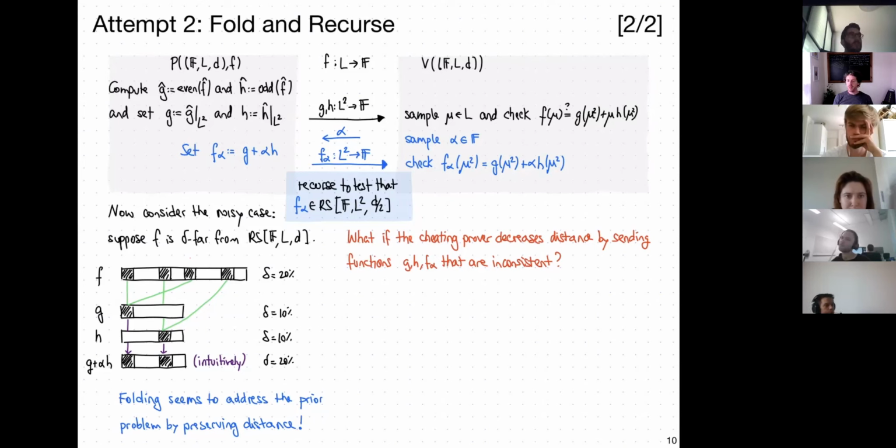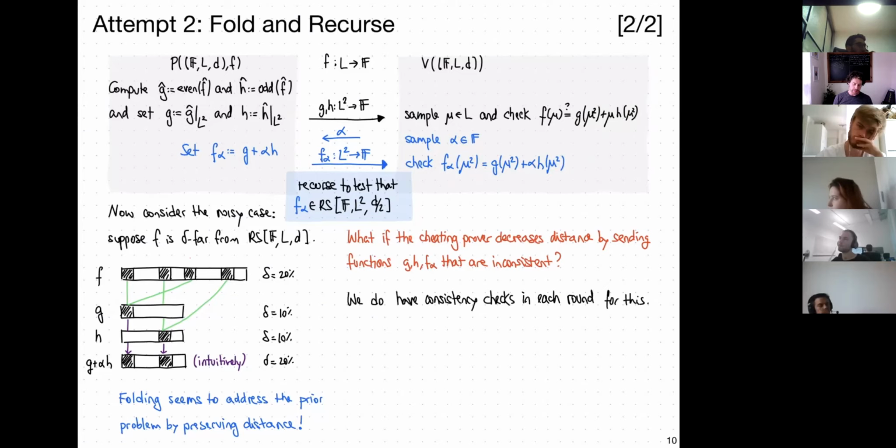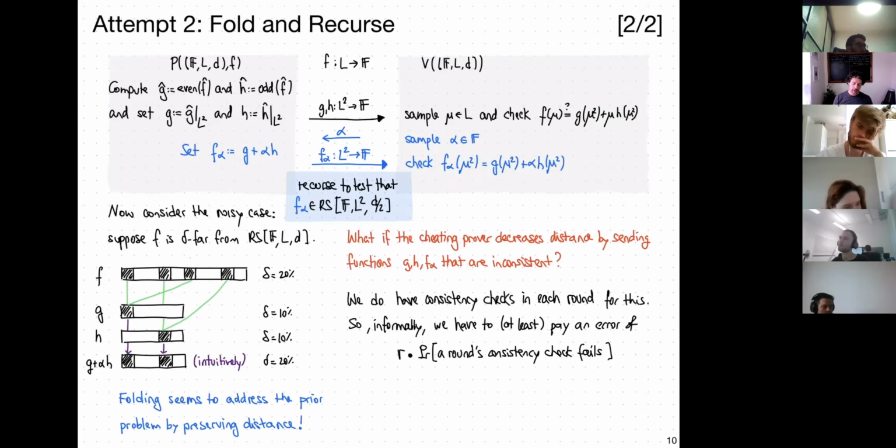Exactly. And as Arkan is saying, this is exactly why we have the consistency checks. At each point, we're checking that the two parts of each function can be reconstructed to give us the original function. So we check for consistency of the folding. Okay, good.